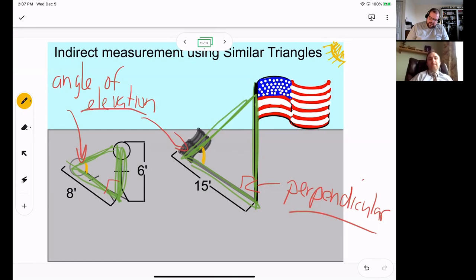So what we're saying is that the two triangles are similar because of AA similarity. Does that mean we can set up some ratios? It does. So like the 15. Wait, no. How do I start?